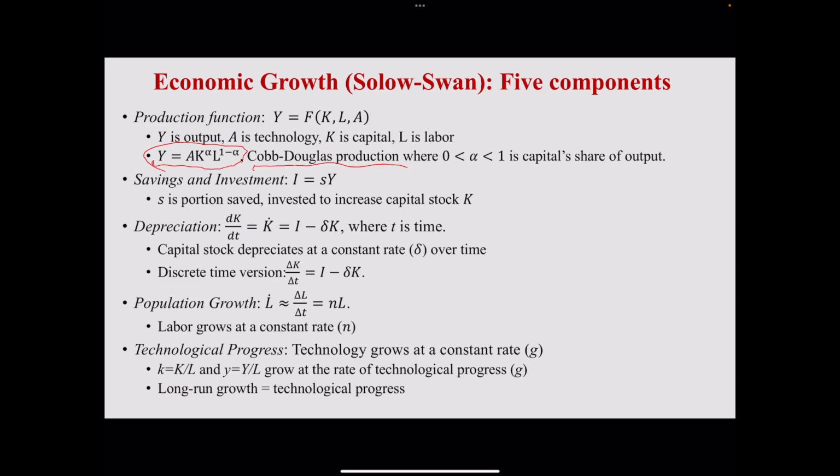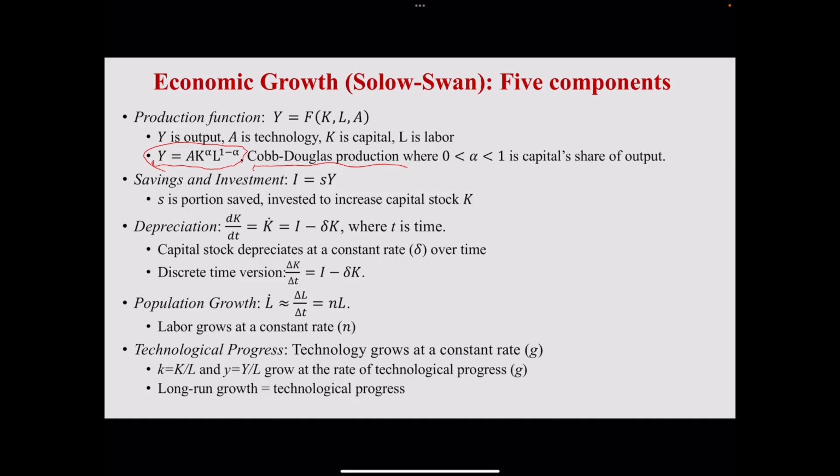And population growth is the derivative of L with respect to T, denoted L dot, which is approximately the change in L over the change in T, and it's equal to N L, where we assume that labor grows at a constant rate N. Then technological progress is assumed to continue at a constant rate G.